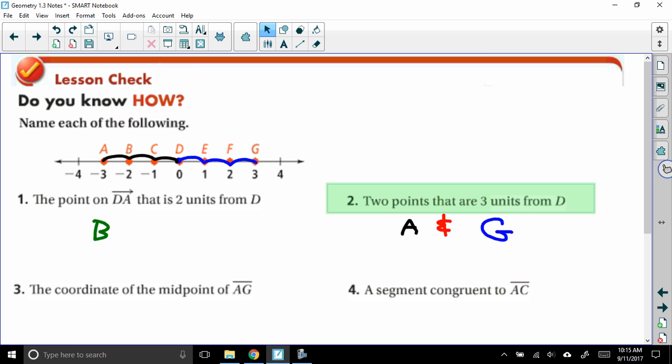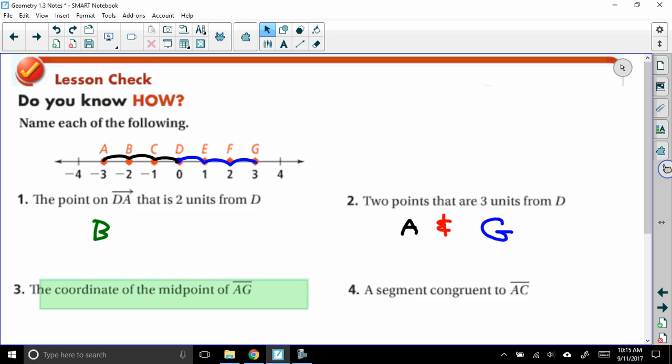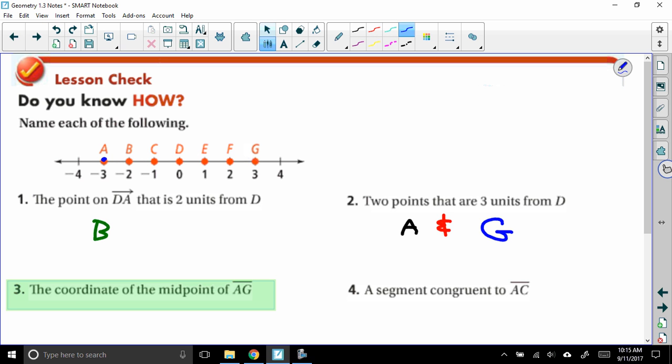All right. The coordinate of the midpoint of AG. So AG goes from here to here, and we want the coordinate of the midpoint, something that bisects that. AG is 6 units long, so the midpoint would be halfway across, 3 units over. So I guess that would be D, right? The coordinate of the midpoint of AG would be D.